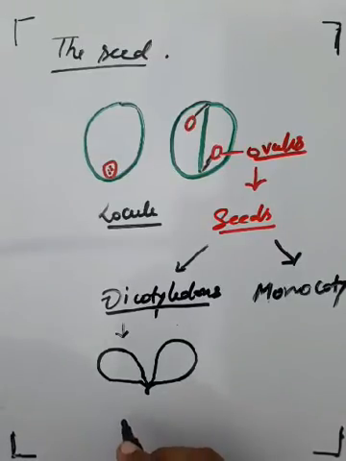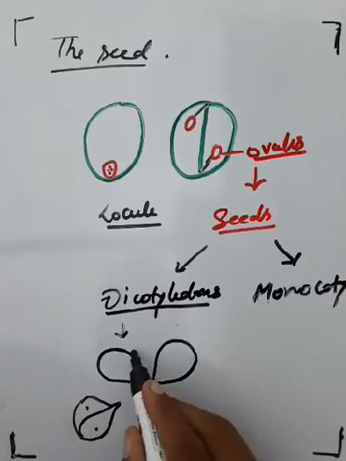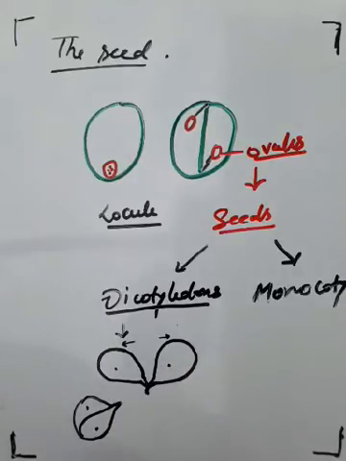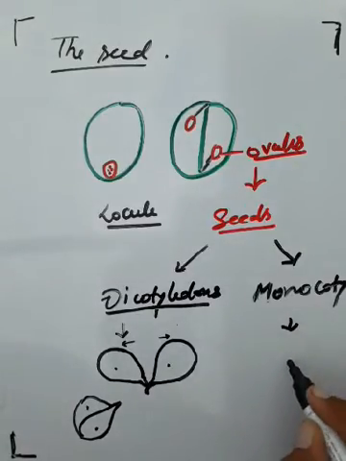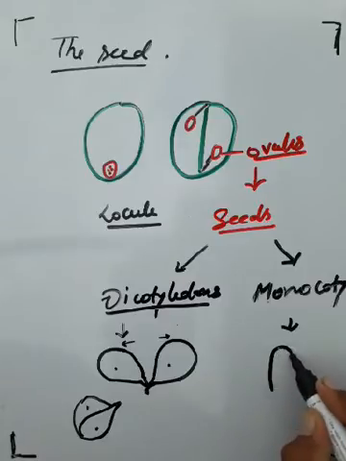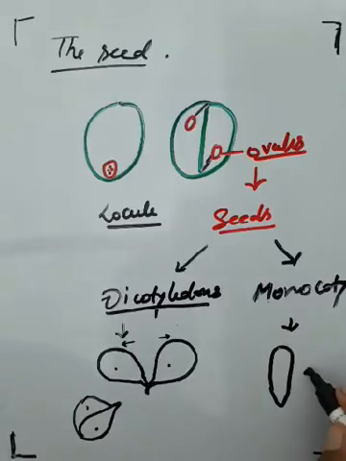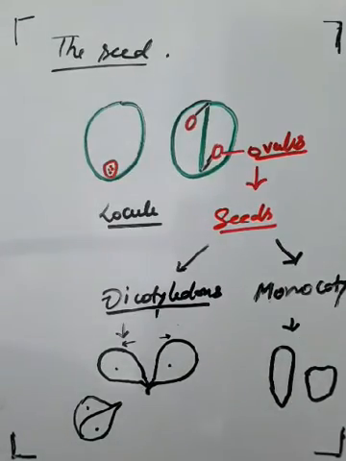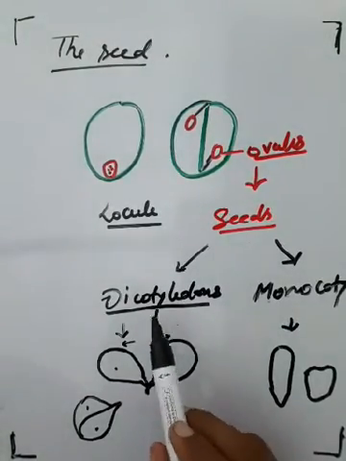For example, in gram, it is a seed of gram and it has two cotyledons. When we separate that seed, we have two cotyledons. It is known as a dicotyledon. In monocot, it has a single cotyledon. For example, wheat grain, wheat, maize or rice, it has a single cotyledon, monocotyledon. After that, first of all we will discuss the dicotyledon seed.